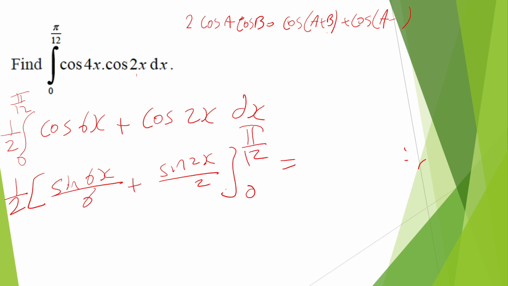And now you can use your graphic calculator to find the answer. You need to make sure your graphic calculator, you put this bit here, not that, or this one, the original one. The graphic calculator will do the job. You don't have to worry about it. And the final answer is 5 divided by 24.